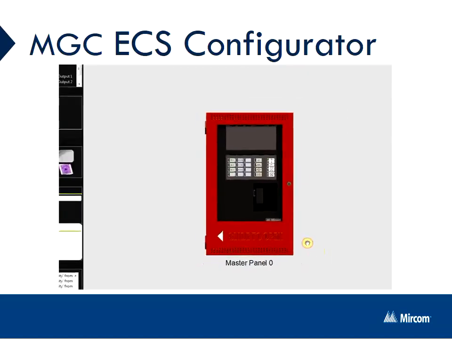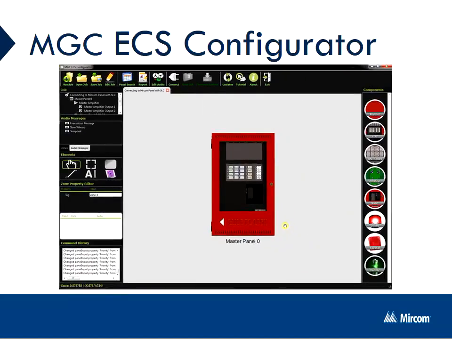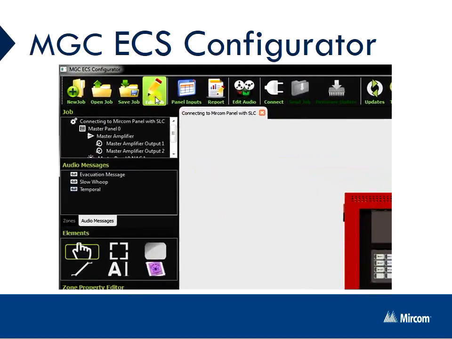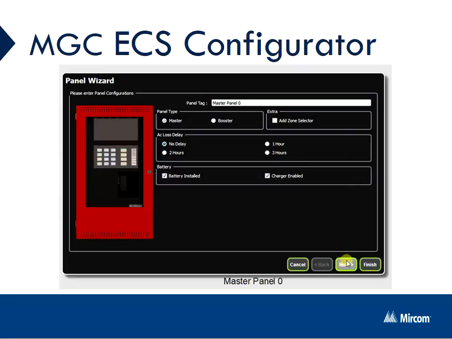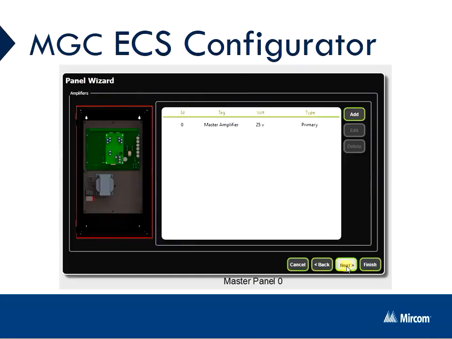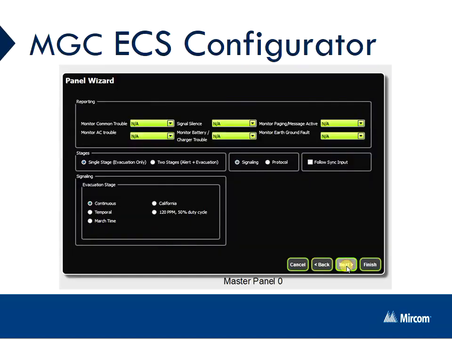When connecting to an SLC loop of a compatible Mircom fire alarm panel, you can also program addresses to monitor different points of the QX Mini system. For this, you can select Edit Job, choose the panel you wish to edit, and click on Edit. The panel wizard will appear, at which point you can hit Next twice, and this will bring you to the reporting section of the panel.